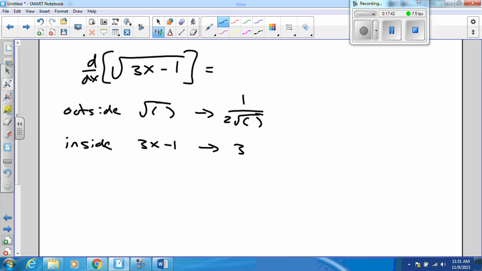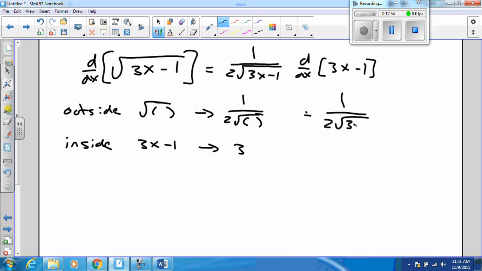And these are the two parts now that we put together as our factors. The derivative is going to be 1 over 2 root splat times the derivative of splat, outside, inside, which is 1 over 2 root 3x minus 1 times 3. And I can clean that up if I want in a lot of different ways, but the usual way would be like this.